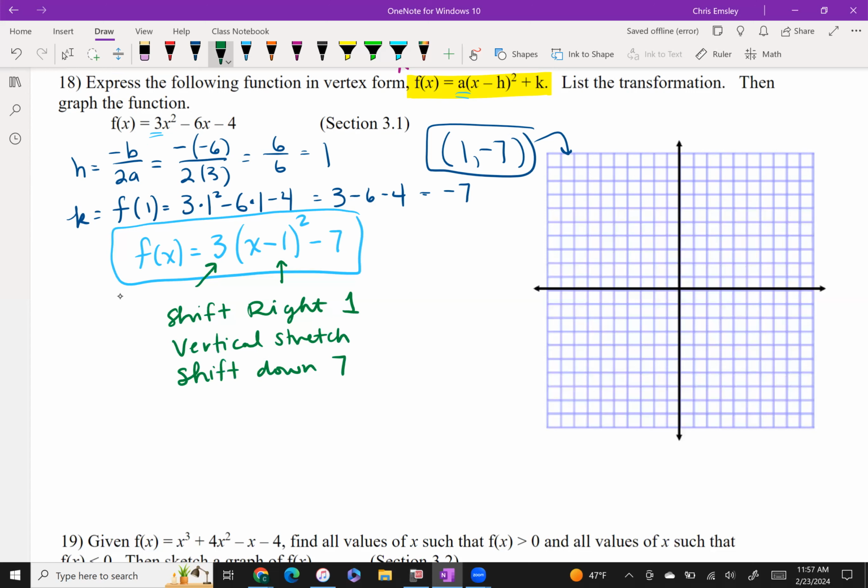Now we already found our vertex, (1, negative 7). That should match with our transformations, right? When we have a parent function, our vertex is there at (0, 0). So I shift it to the right by 1 and down 7. And there it is. That's what we found for our vertex, (1, negative 7). Those should go together.